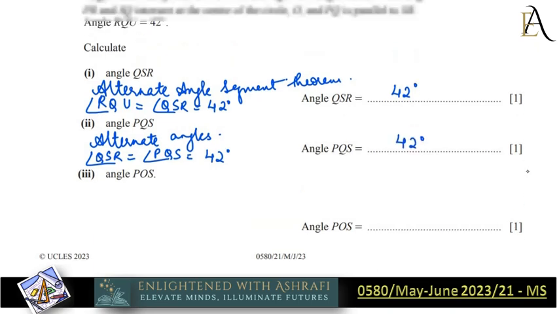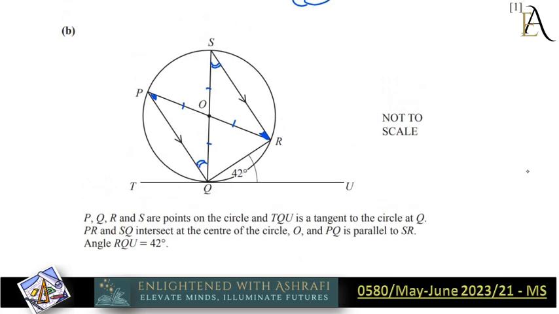Angle POS, this angle. Here if we look, this angle is at the center. PQS is on the circle, and both these angles have a common segment over here. Thus we can use the property that the angle at the center is twice the angle on the circle where they both have the same segment.